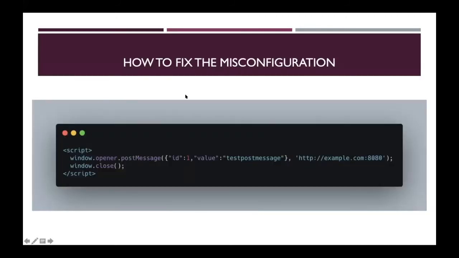So how can a developer fix the misconfigurations? While defining the postMessage function in the pop-up or in any window, if a developer defines the specific protocol, specific domain, and specific port number in the target origin, that is, with whom the data should get shared, then the issue will get fixed, because the data will only be shared with that domain's event listener. This is the way that a developer can fix this issue.